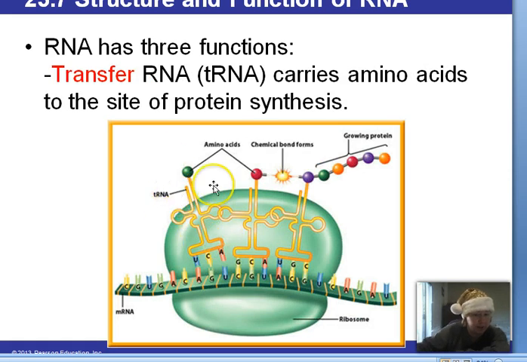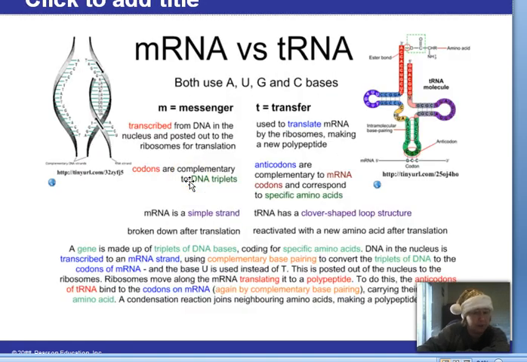This is the fun tRNA that has the codon on it. Remember we did the puzzle in class? It had a little codon there. mRNA versus tRNA. mRNA is going to go in here and take a copy. tRNA is going to have an amino acid on it, and it's going to actually make the protein.